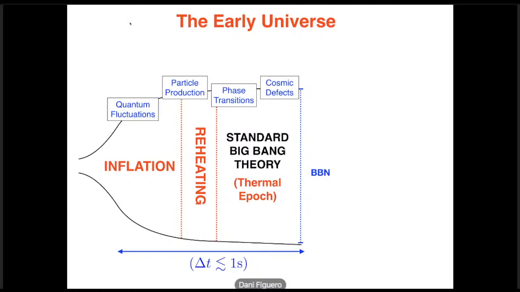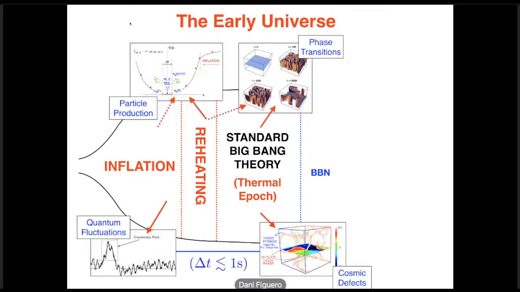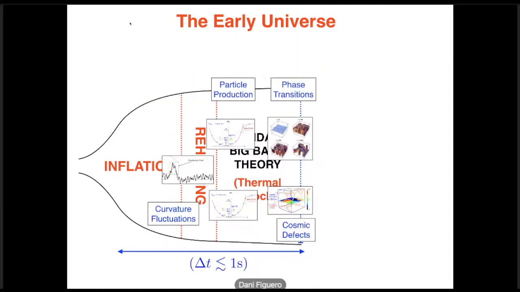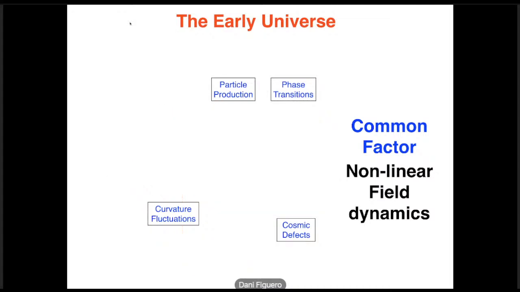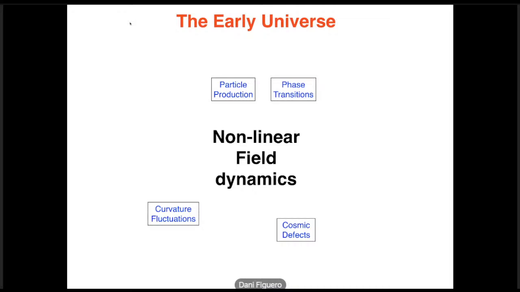So, in the early universe, we speculate with the possibility of a bunch of phenomena. These phenomena are very interesting because even though they can be very different among themselves, they share a common factor. And this common factor is that they are characterized by nonlinear field dynamics. At least the phenomena I'm highlighting here, they really have in common that, at the end of the day, if you want to compute them in full detail, these are nonlinear phenomena, and you need to characterize these nonlinearities.